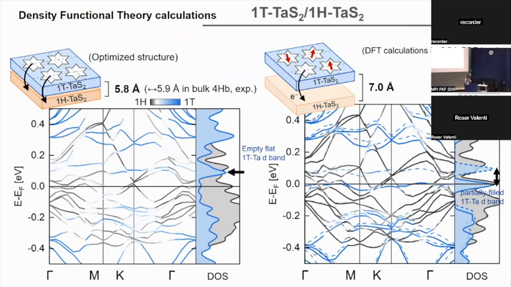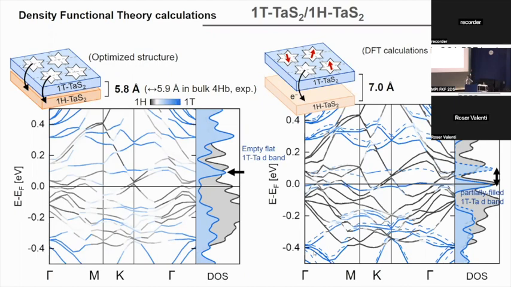And what one observes is that if you take a really big supercell and relax the structure by including all these contributions, the distance between the two layers is the distance that is observed in the 4HB, so in the crystal, the 4HB tantalum disulfide. And at this distance, what happens is the following.